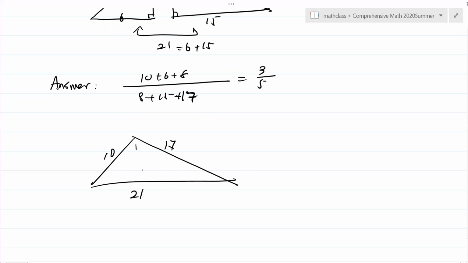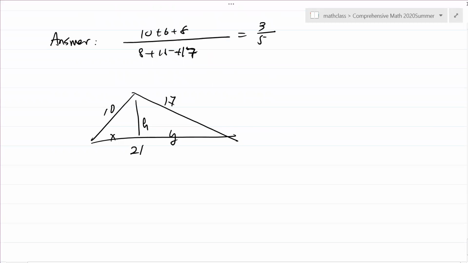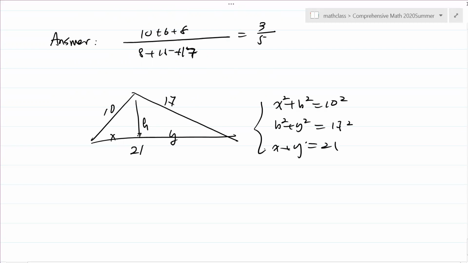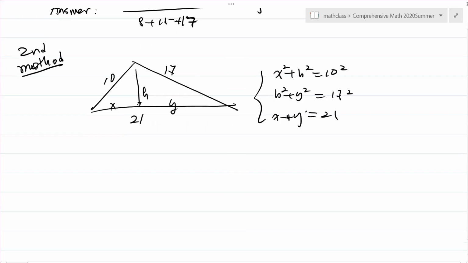Here's 21. This is H, this is X, this is Y. You can apply the Pythagorean theorem to both of them. X squared plus H squared equals 10 squared, and H squared plus Y squared equals 17 squared, and X plus Y equals 21. From here, you can get X, Y, and H. That's the second method. Since we don't have much time left, I'll just show you this.